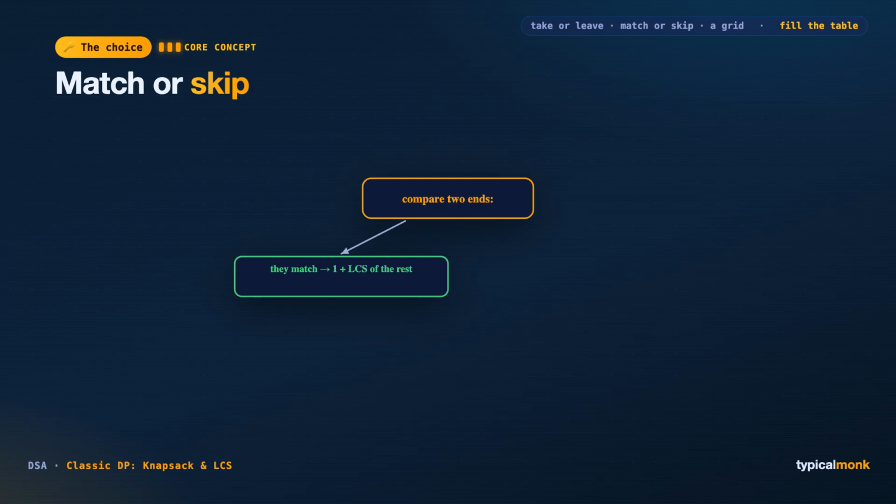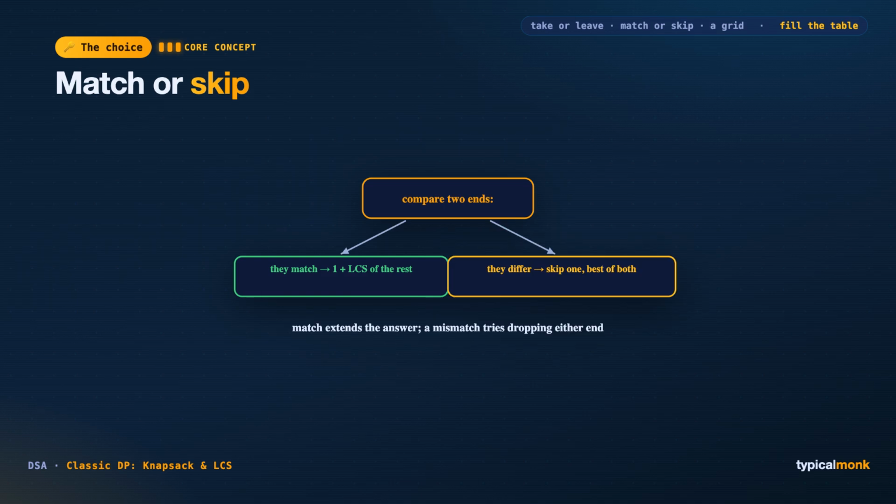Case 1. The two end elements match. They are the same. Then, that shared element can be the end of the common subsequence, so it contributes 1 to the length, and the rest of the answer is the longest common subsequence of the two sequences with those matching ends removed. In short, a match gives you 1 plus the LCS of what remains. Every time the ends agree, you have found one more element of the shared pattern and you shrink both sequences by 1.